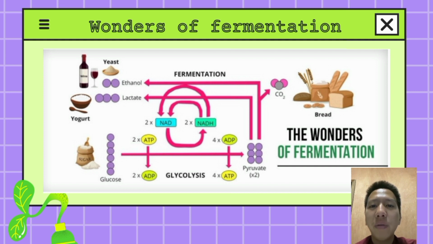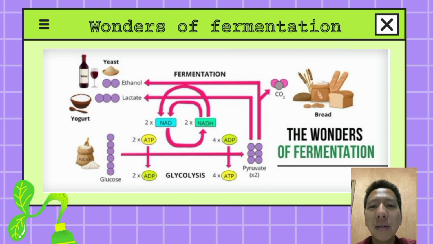B. Biofuel production. Ethanol, a type of alcohol, can be produced through fermentation of sugar derived from crops like corn, sugarcane, or cellulosic biomass. Ethanol can be used as a biofuel and is an environmentally friendly alternative to fossil fuels.